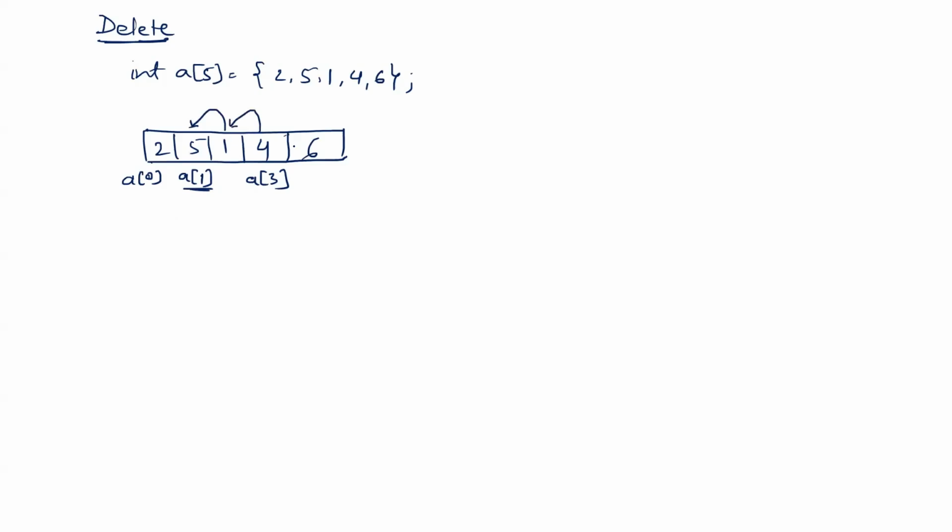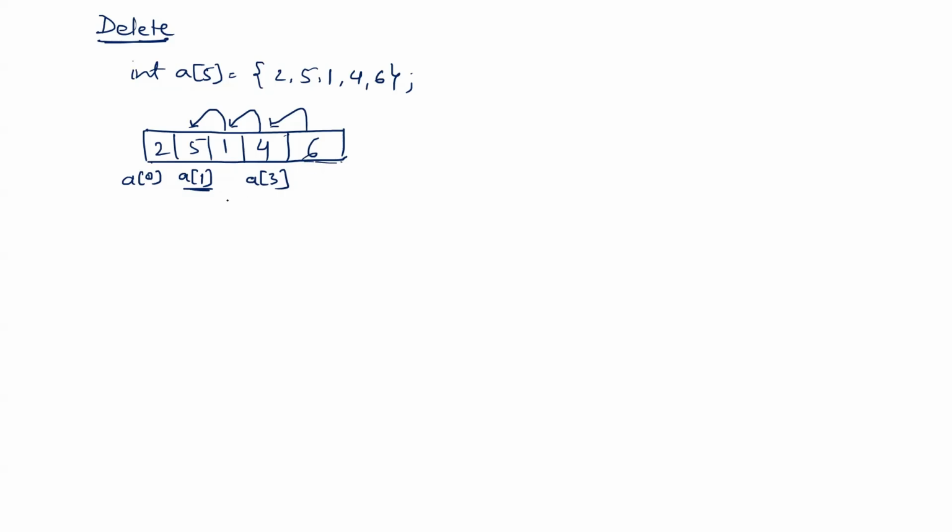This element will come again left side. This element will also come left side. So in this way, I will get 2. Here you will get 1. Here you will get 4. And here you will get 6. Okay. And this 6 will remain here only.